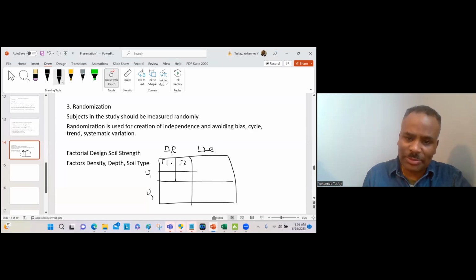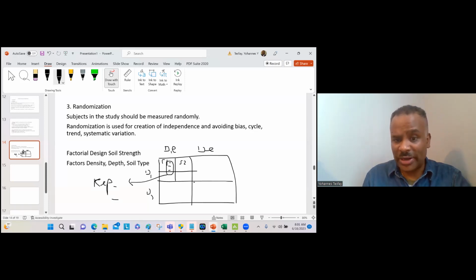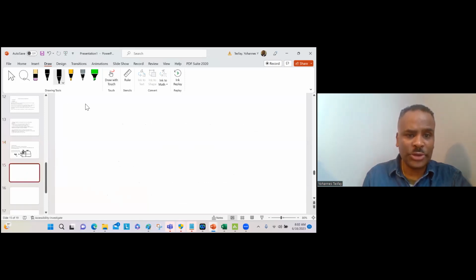So the observation is going to be made right here. These are replications. So this is just a three-factor design.